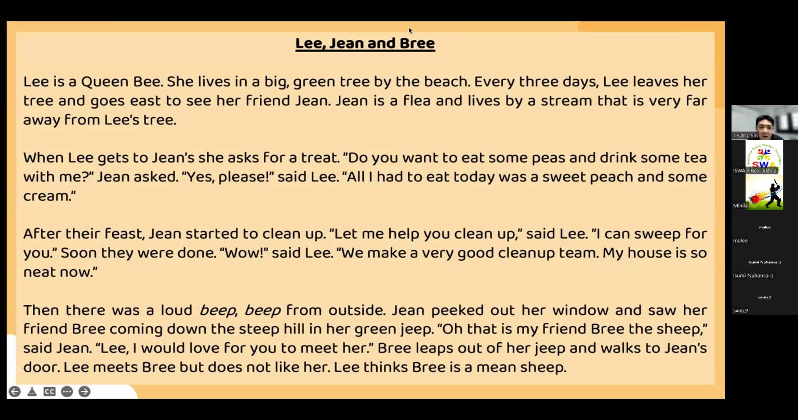Lee is a queen bee. She lives in a big green tree by the beach. Every 3 days, Lee leaves her tree and goes east to see her friend Jean. Jean is a flea and lives by a stream that is very far away from Lee's tree. When Lee gets to Jean's, she asks for a treat. Do you want to eat some peas and drink some tea with me? Jean asked. Yes, please, said Lee. All I had to eat today was a sweet peach and some cream.